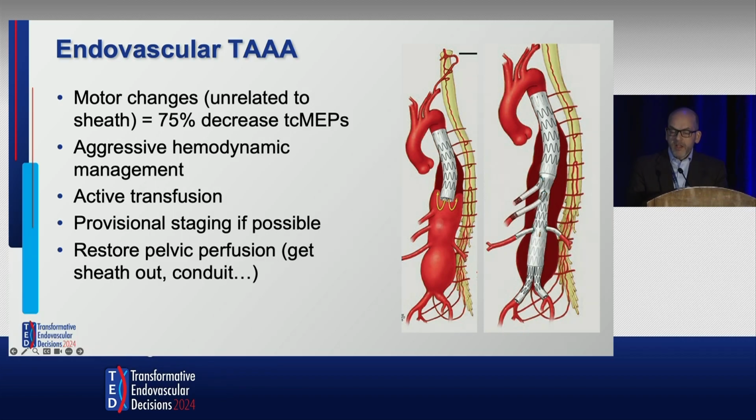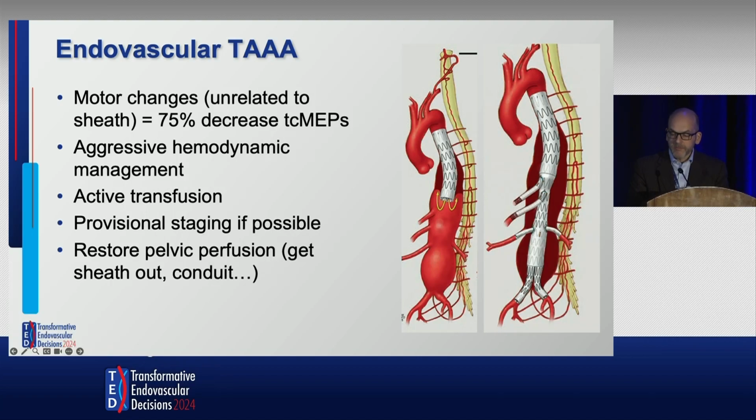In endovascular thoracic repair, the motor changes that happen with the MEPs are about a 75% decrease that you see. We aggressively treat this with hemodynamic management in the operating room, so making the patient hypertensive and actively transfusing for hemoglobin above 10 using point-of-care blood gas testing. Provisional staging is a very good idea, and I'll show you some data around that in just a minute. Actually, planned staging rather than provisional staging. I guess you would provisionally stage if you have the MEP change, but planned staging does result in a lower spinal cord ischemia rate.